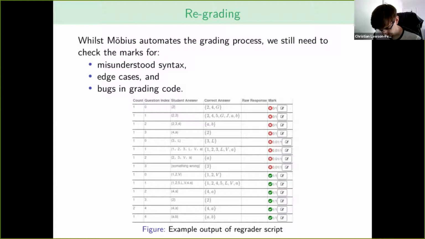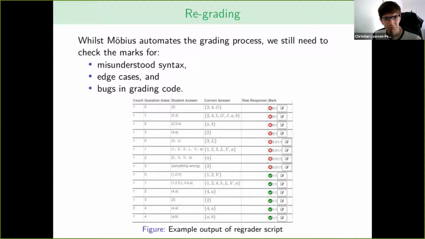The most common of these issues is the misunderstood syntax. In Möbius, if the grading code raises an error, then the output is 0 marks. So Möbius does not distinguish between 0 marks being awarded correctly and the student's response causing an error in Maple. So last summer, I decided to implement a code wrapper for all non-trivial questions that would catch any errors raised by Maple and return a mark of 1% for that question should there be any errors. This helps aid our regrading process greatly, but it is still not perfect.